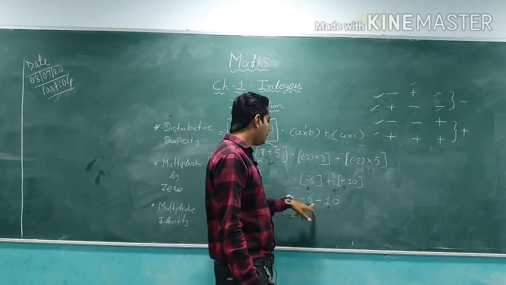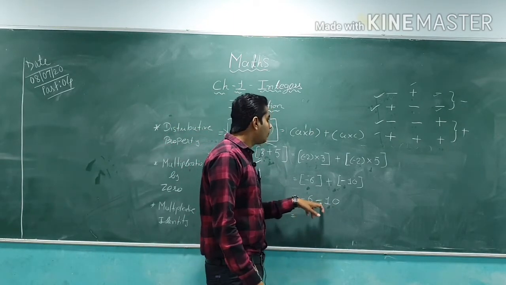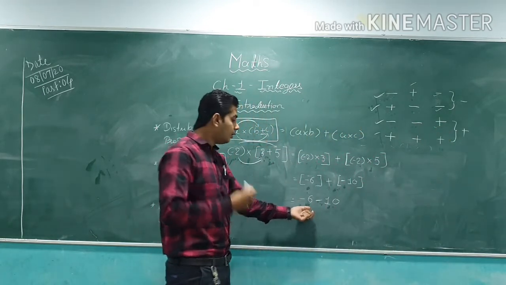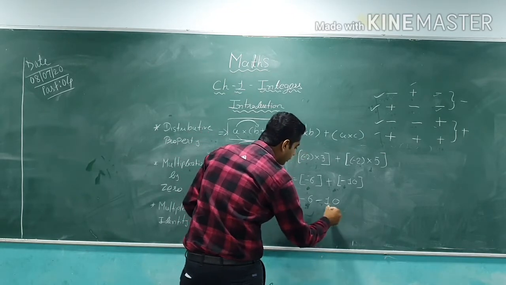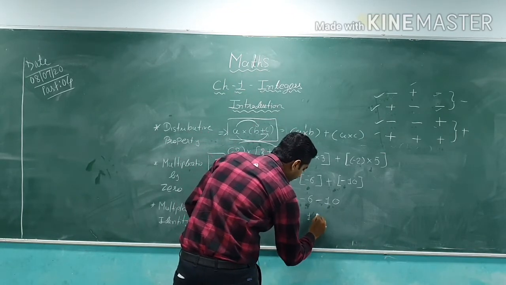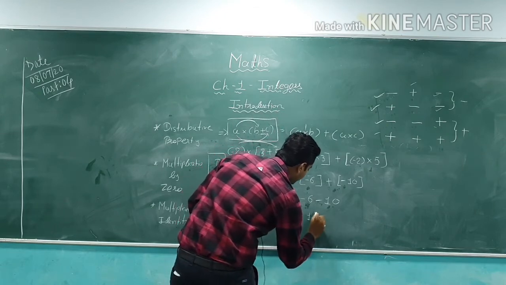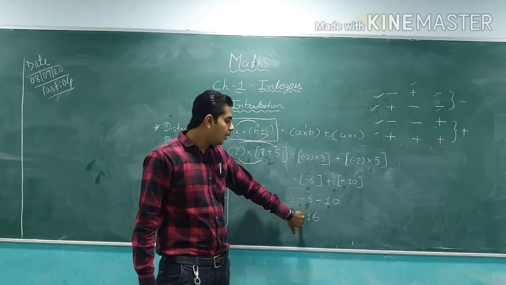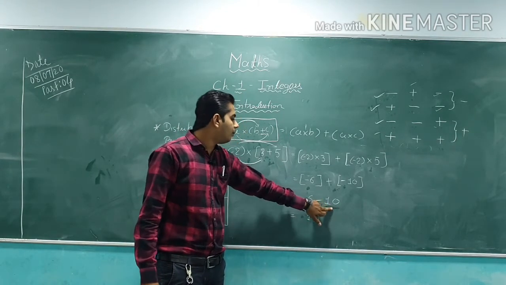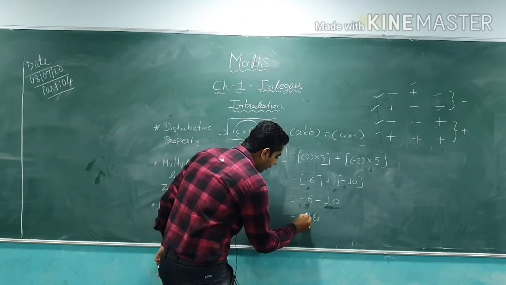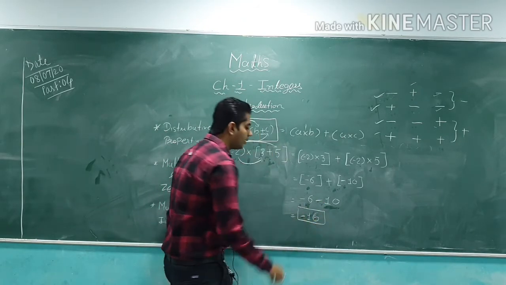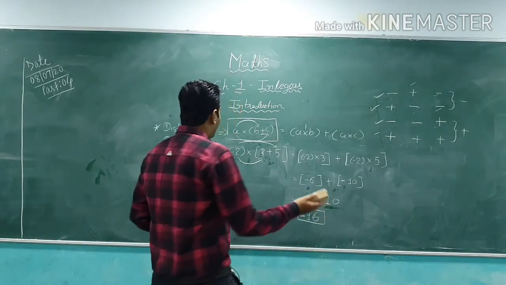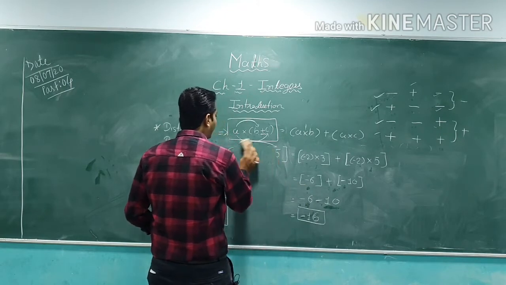How? See, minus 6 minus 10, so minus here, minus plus. So what should I do here? In addition and subtraction you have to do addition. So 6 plus 10 is what? 16. 6 plus 10 is 16, but the sign is always for the bigger number. So here what is the bigger number? Minus 10, so I should put the minus sign here. So the answer is minus 16. Understand? Good.